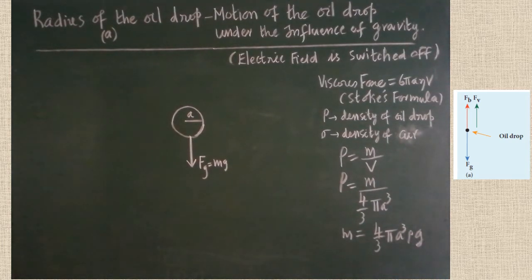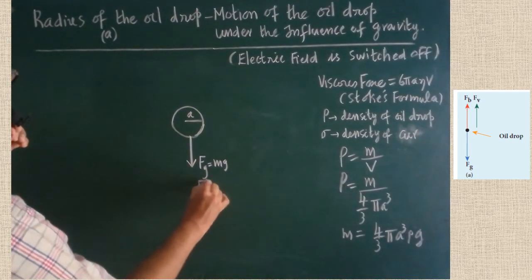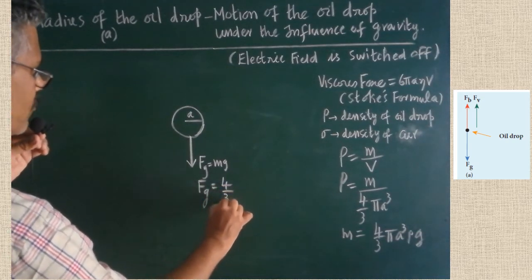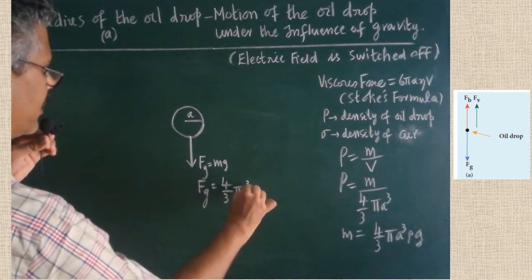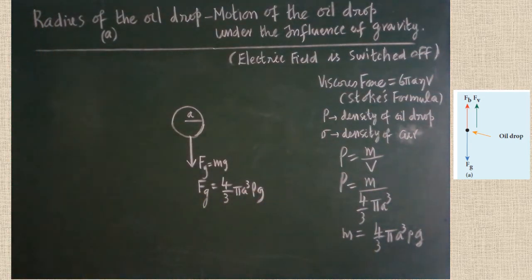Now in this gravitational force expression, I am going to replace the term m. Instead of that, we can write 4/3 pi a cube rho g. So this is the appropriate expression for the gravitational force.